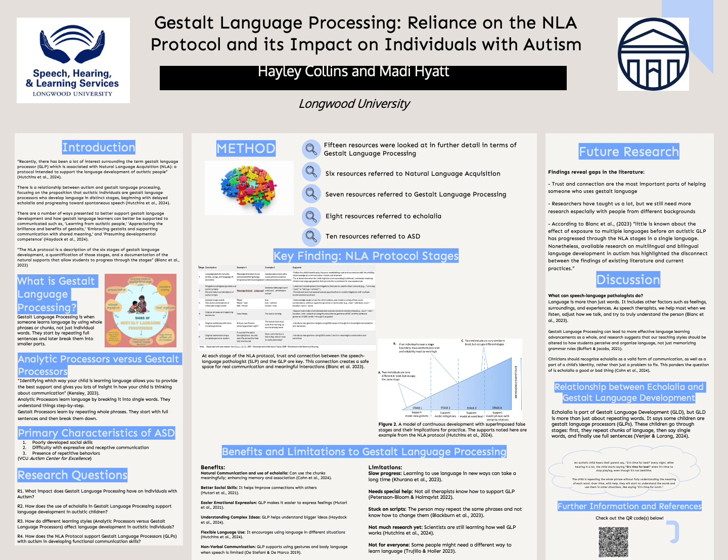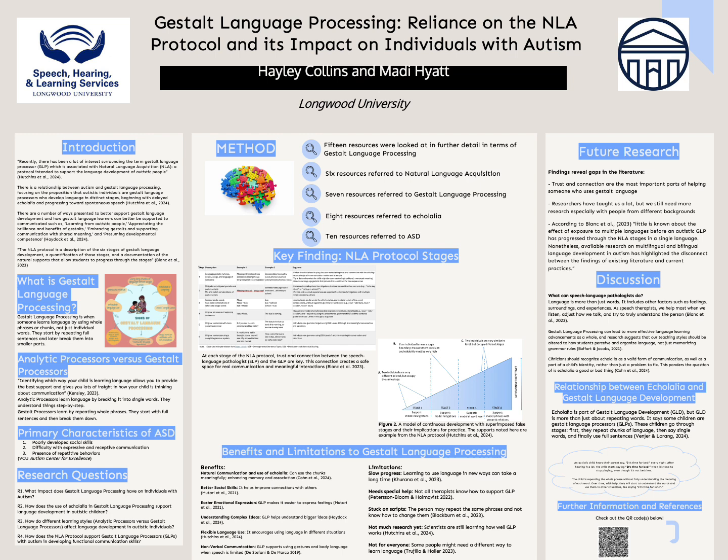2. How does the use of echolalia and Gestalt language processing support language development in autistic children? 3. How do different learning styles affect language development in autistic individuals? And 4. How does the Natural Language Acquisition Protocol support Gestalt language processors with autism in developing functional communication skills?